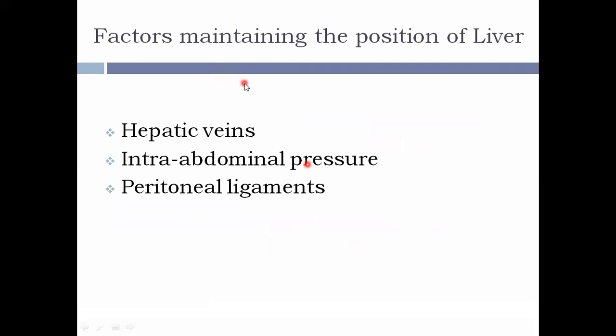So factors maintaining the position of the liver. There needs to be some factor that helps in maintaining the position of the liver, right? So what are they? Hepatic veins, which connect the liver to the inferior vena cava, and then the intra-abdominal pressure that is present in the abdomen. So what causes this intra-abdominal pressure? The abdominal muscles. And then the peritoneal ligaments, which we saw earlier, the false and the true ligaments, right? So these three things help the liver to maintain its position.